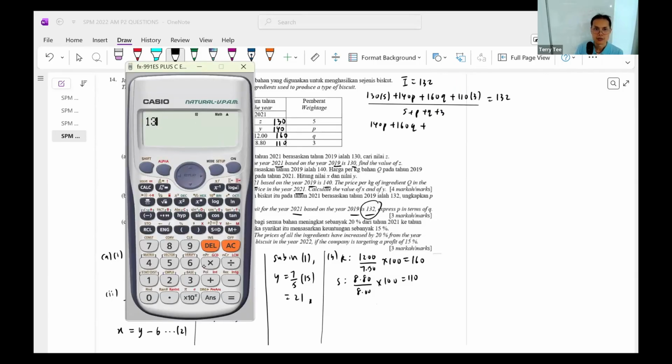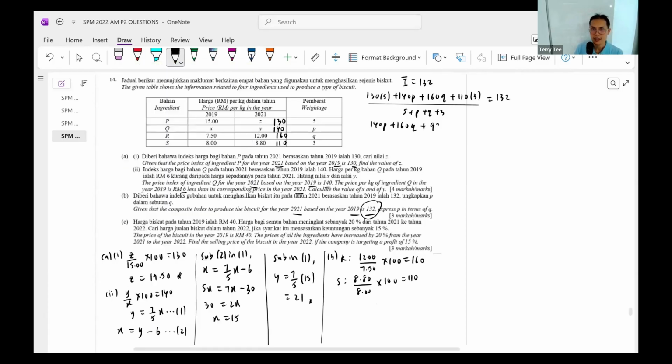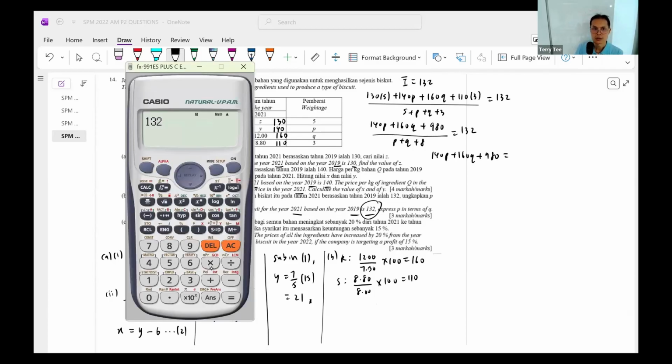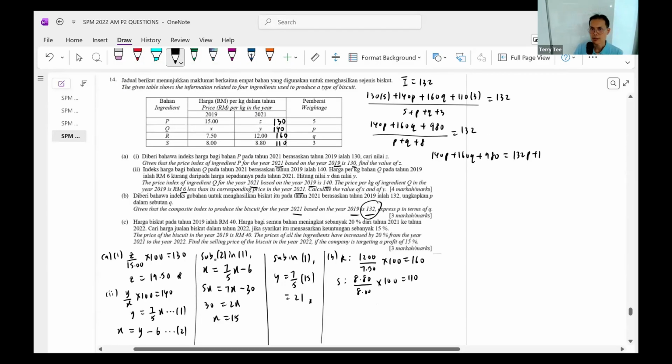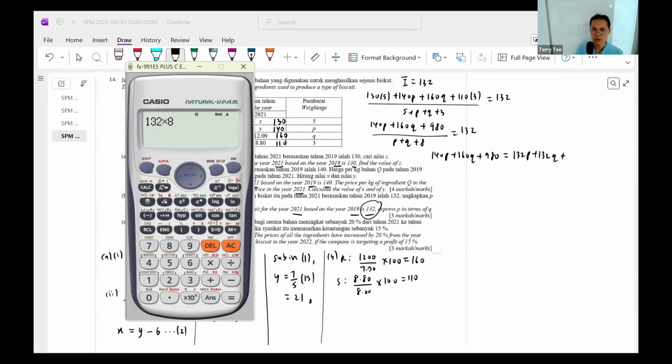140P, 160Q plus, what is this number? 130 times 5 plus 110 times 3. This is 980. Divide P plus Q plus 8 equals 132. Okay, I'm going to multiply over: 140P, 160Q plus 980 equals to 132 times P, 132Q, 8 times 132.